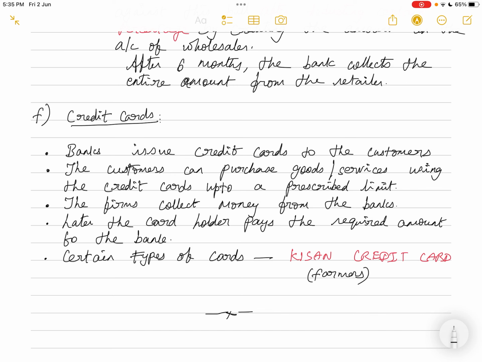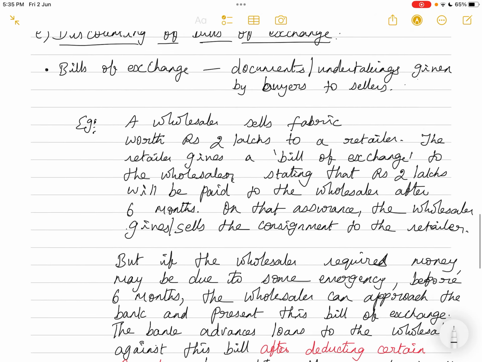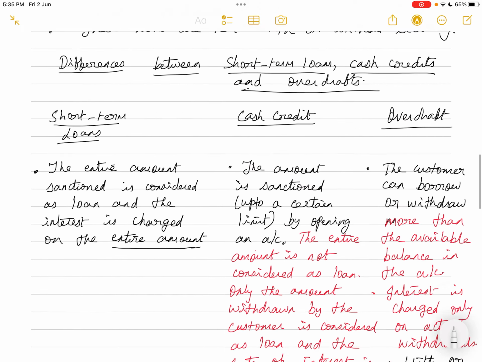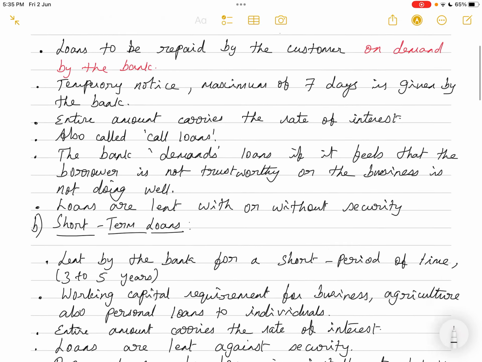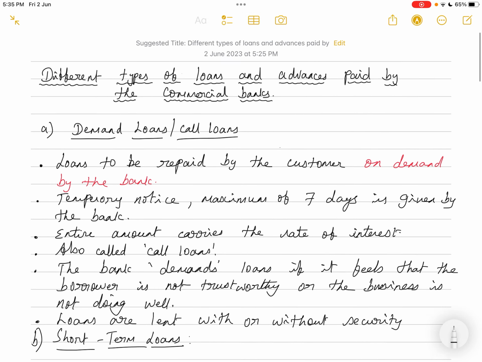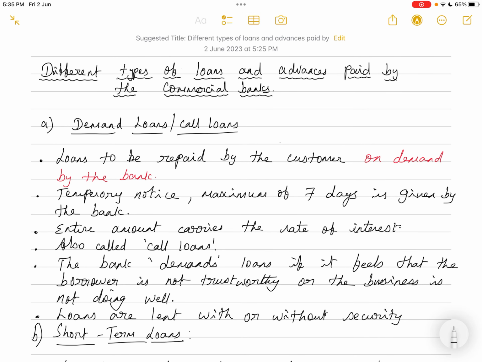Okay, understood? So these are all the various types of loans and advances provided by the commercial banks to the customers. These are various financial instruments, financial assistance provided by the commercial banks to the customers. Hope each and every type is very clear to you, the concept is clear to you. Now let us go back to the actual answer.